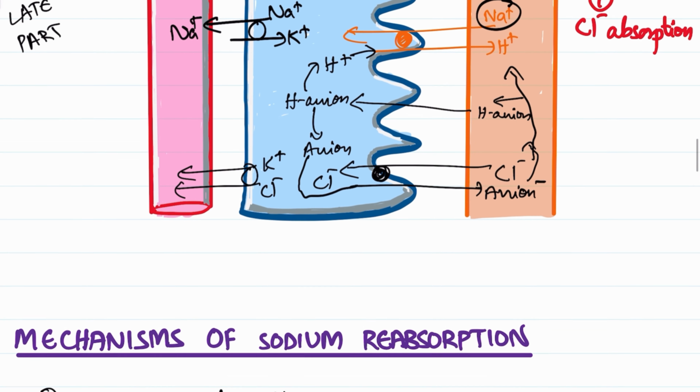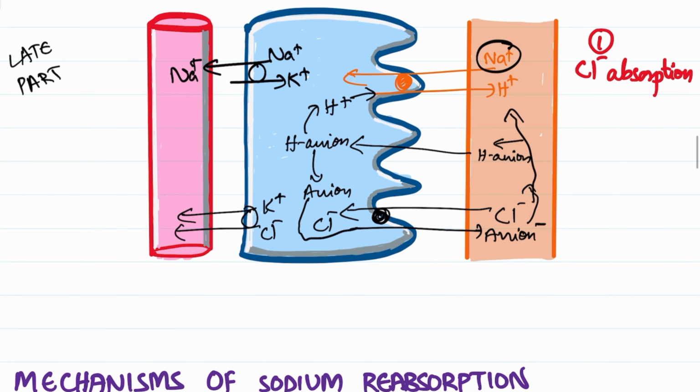Finally, there is one more mechanism which I forgot to mention. We have reached the late part of PCT, right? Around 67% of sodium is reabsorbed. As a result, positive charge is lost from the lumen. So naturally, the proximal convoluted tubule is going to be more positively charged compared to the lumen, which will have a net negative charge, because of loss of positive sodium. So here there is going to be chloride passive movement.